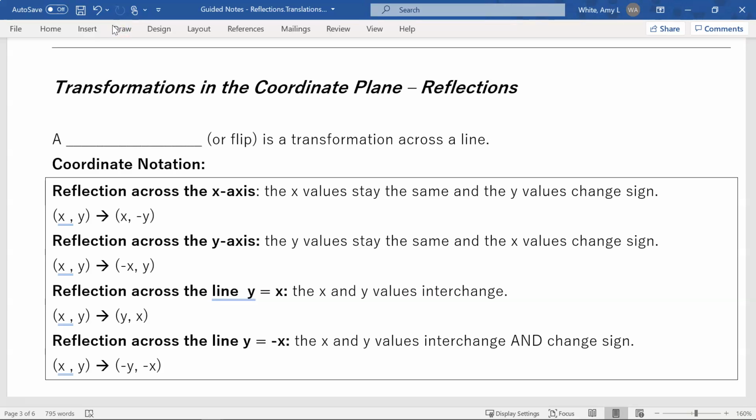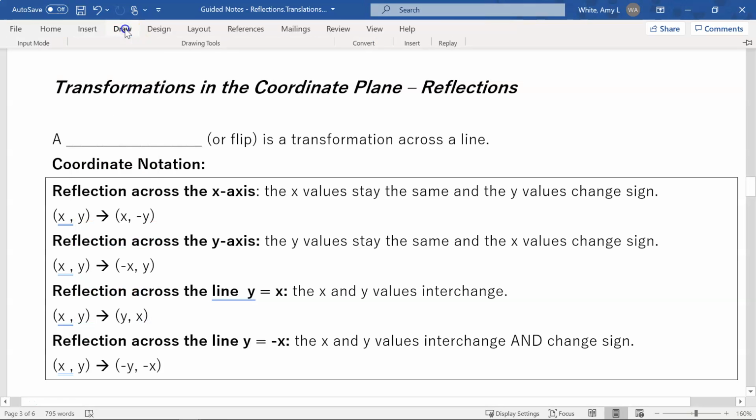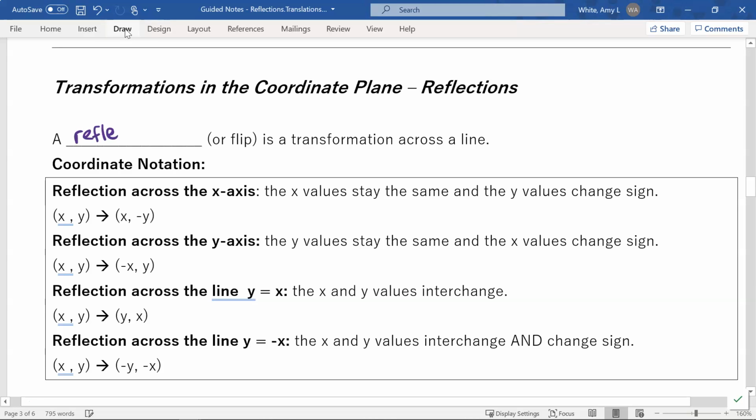Hi everyone! In this video, we're going to talk about reflections. So a reflection is a transformation across a line when we flip a shape over a line. And there are four main lines that we use: the x-axis and the y-axis, and the lines y equals x and y equals negative x. And then we could also do it on any vertical or horizontal line that we wanted.